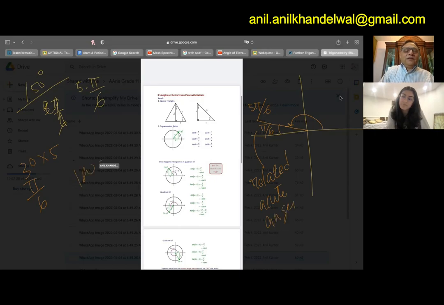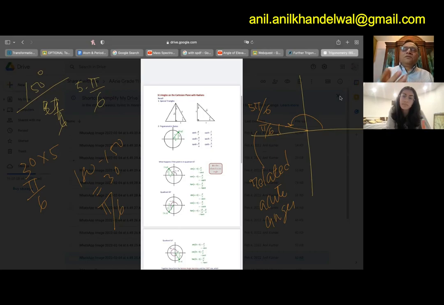180 minus 150 is 30 degrees, right? Which is pi by 6. For now, you have to convert, but soon you'll be actually getting it in radians directly. But today, since you just started beginning, you just started with radian measurements.